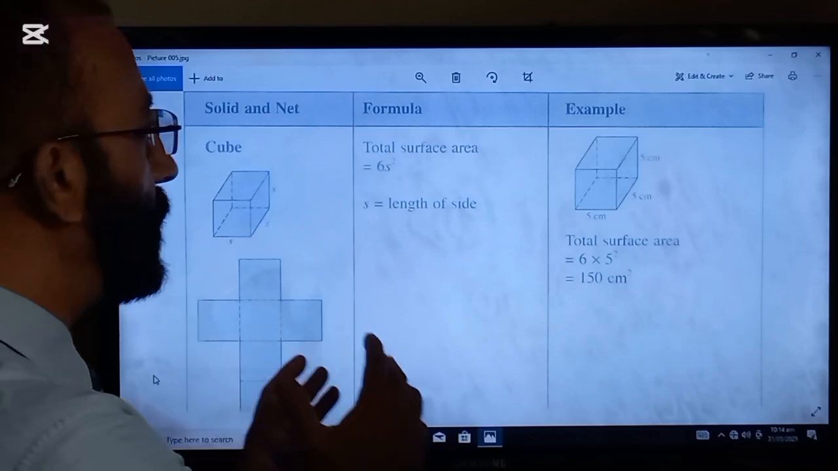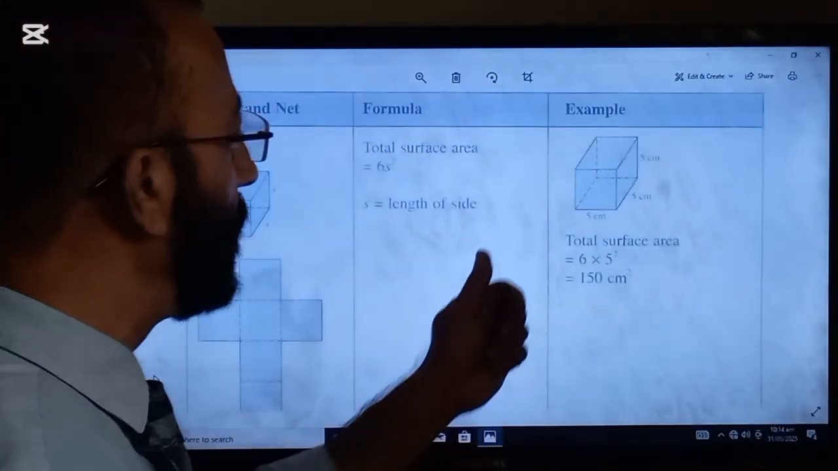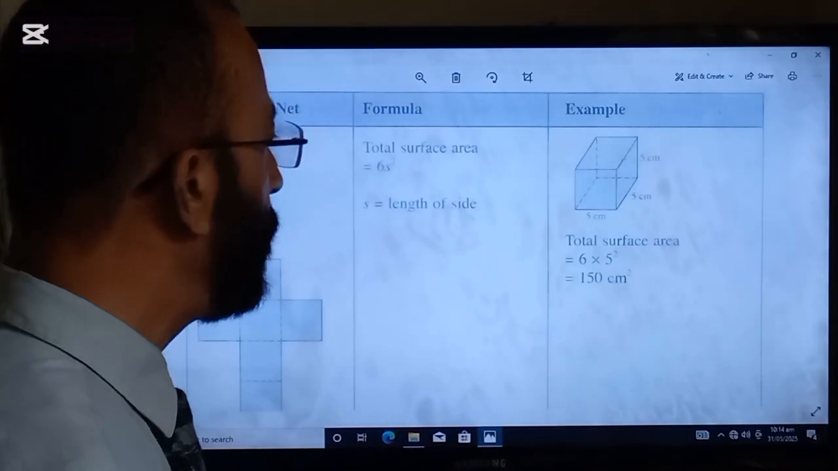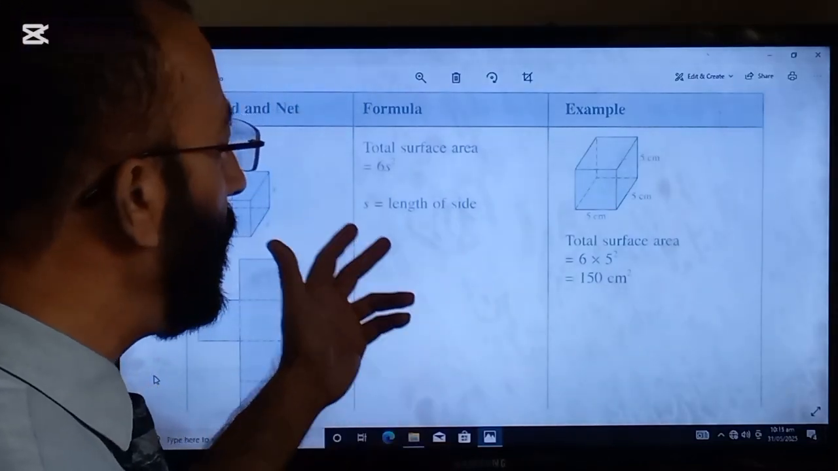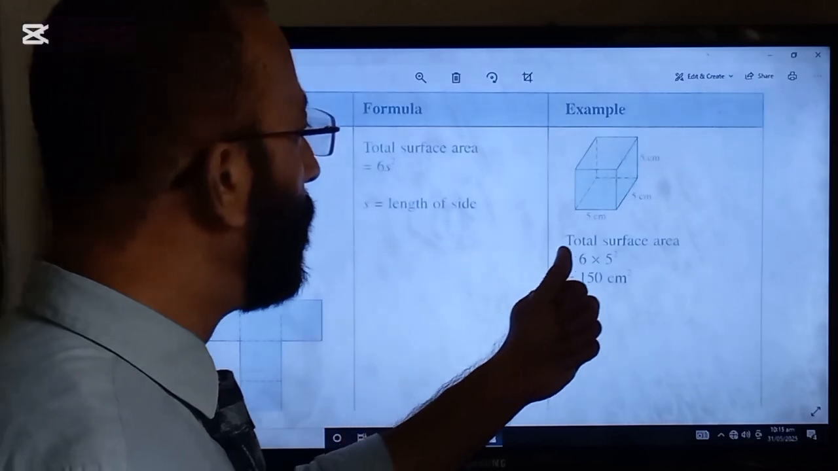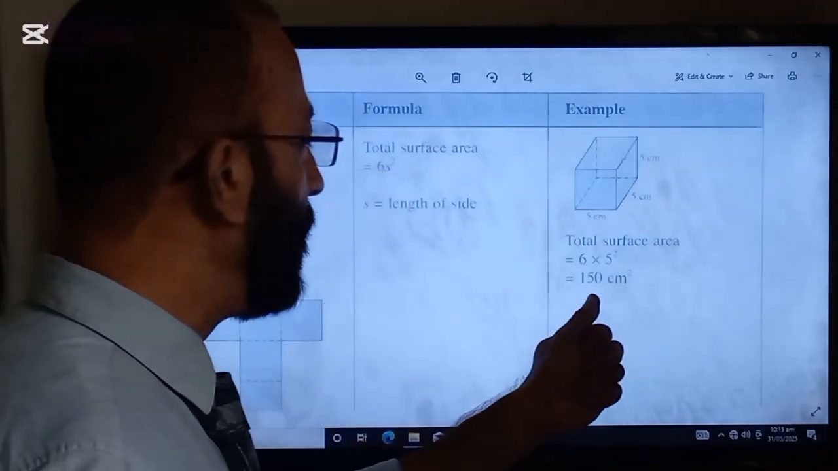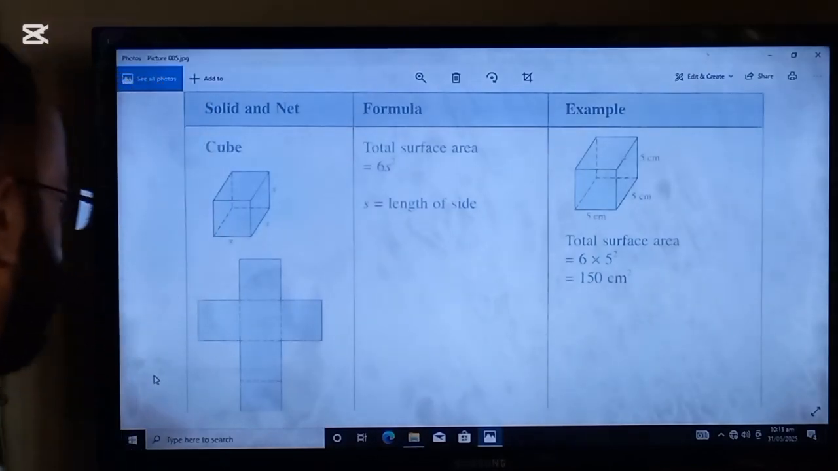We will clear this concept with the help of an example. A cube is given whose dimensions are given 5 each. So the formula for the cube surface area is 6L square. So we will put 5 into the formula. So that will give us the surface area of the cube.